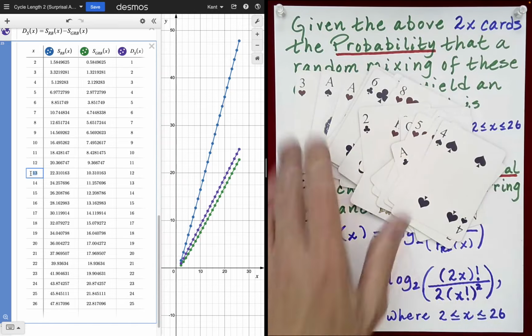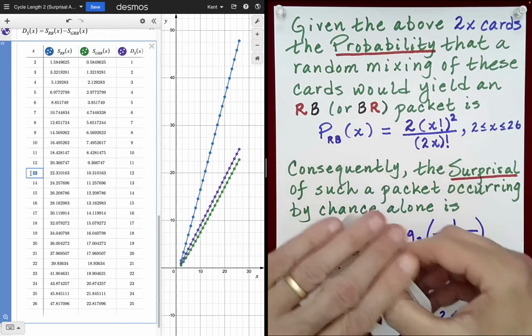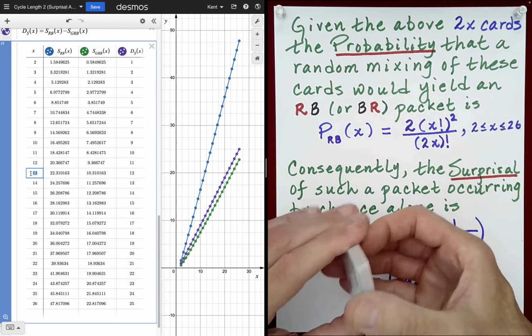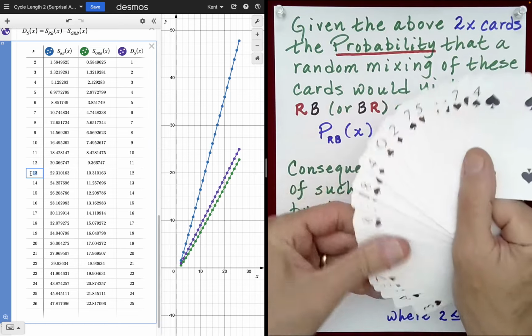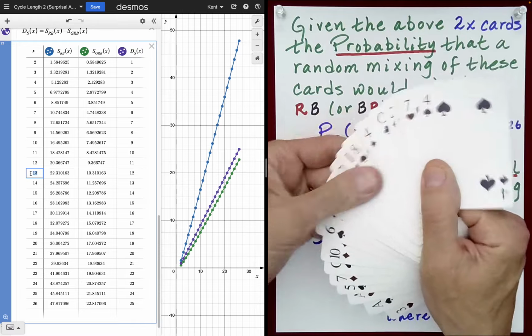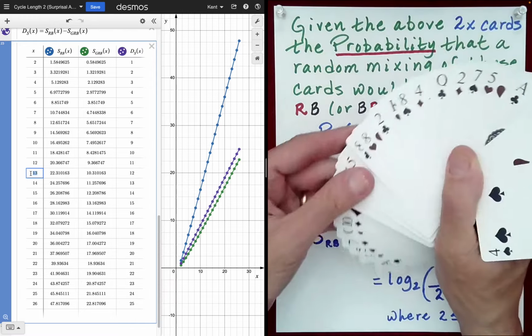Let's just check that. I should have 13 red cards and 13 black cards, and I'm hoping that they alternate perfectly in color. That's the goal here. Do they alternate in color? Well, we'll find out here.